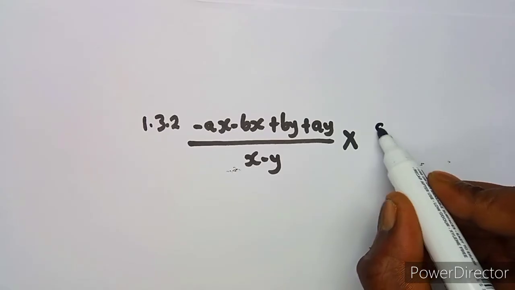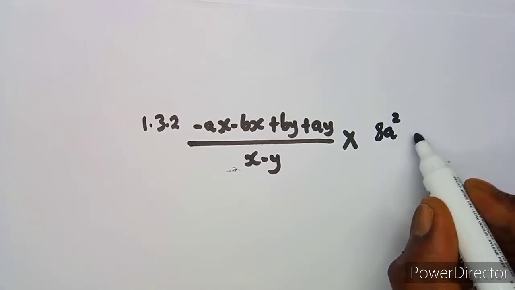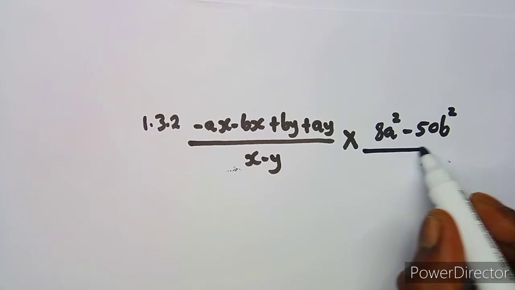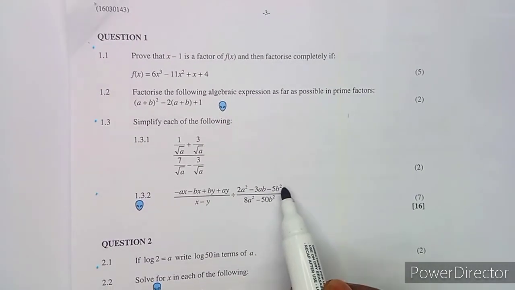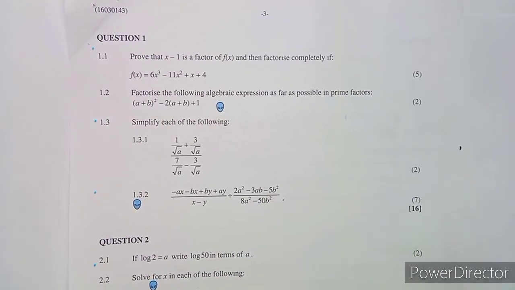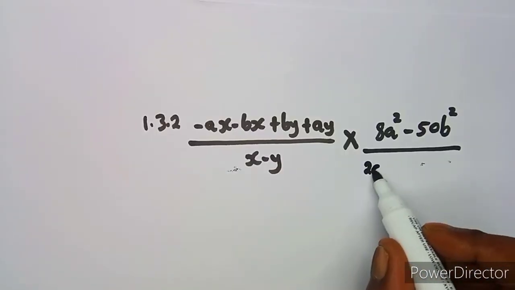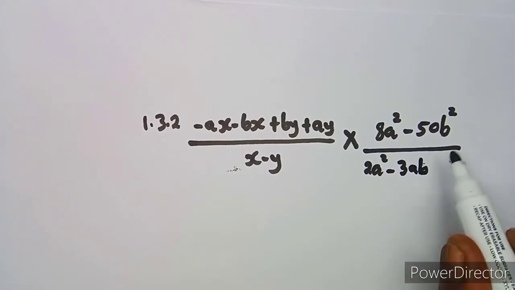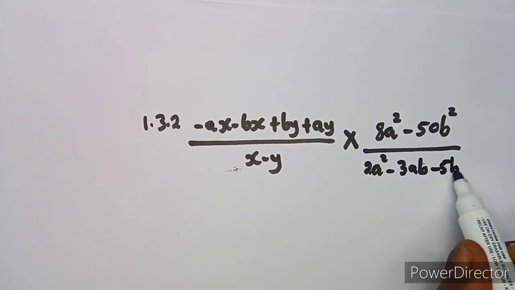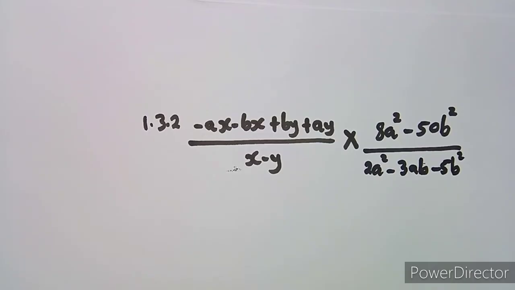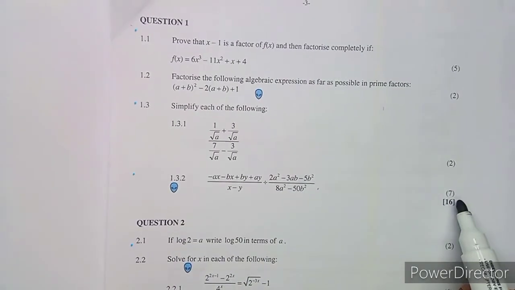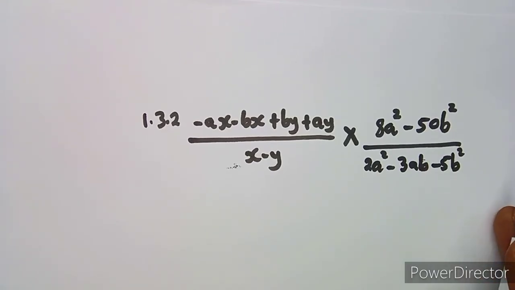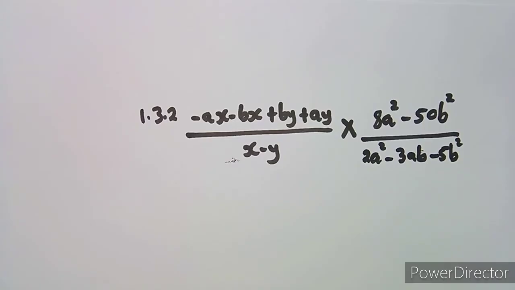This 8a squared minus 50b squared will be written on top like this. All right, over, and this one will be written below, so just rewrite that as it is, which is 2a squared minus 3ab minus 5b squared, like that. So that's what you're going to have. And take note, guys, we've got 7 marks for that, which means there's a lot that we have to do there. But let's see what we have there.